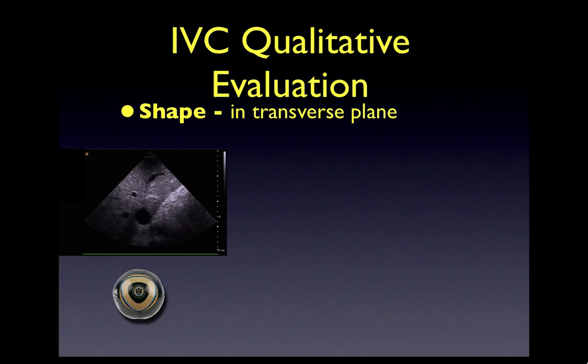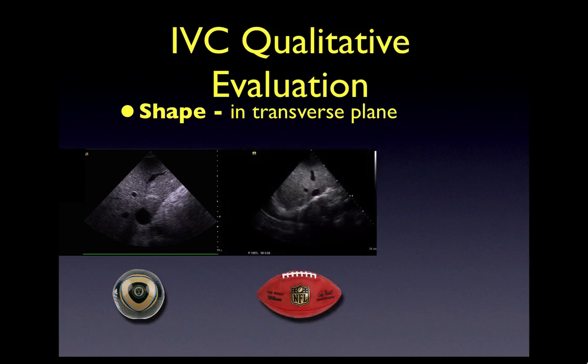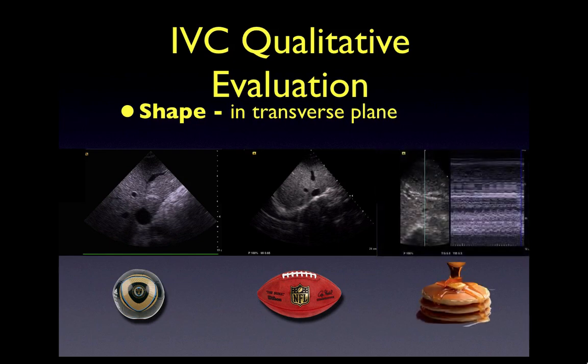On the left-hand part of the screen here, you can see this is a transverse view of an IVC, which looks like a circle. This is typically seen when you have a patient with excessive intravascular volume. The next appearance is more of a football-shaped IVC, and this tends to be in patients that have normal intravascular volume. And the last extreme is the pancake IVC, which you see on this M-mode clip to the right. And this is consistent with intravascular volume depletion.